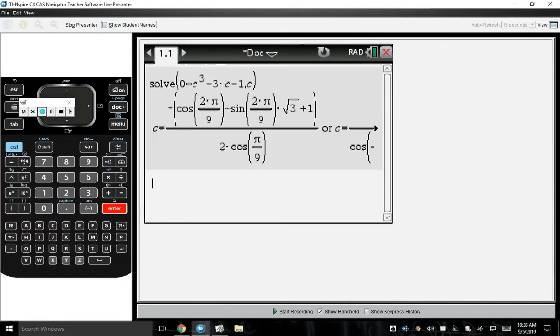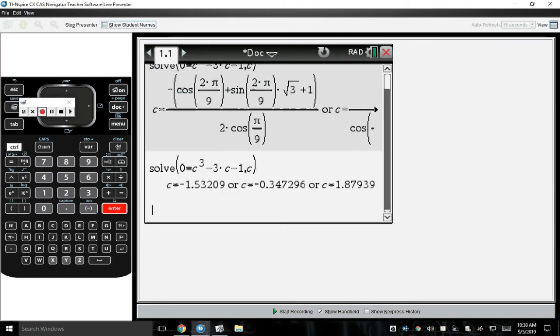There are my answers in fraction form, but we need to get in the habit of always doing control enter for decimal answers. And there they are. So C is equal to negative 1.532. C is equal to negative 0.347. And C is equal to 1.879. I know I threw a lot at you on that first one, but it's a lot of review and a lot of stuff that you're going to do by hand as well, okay?